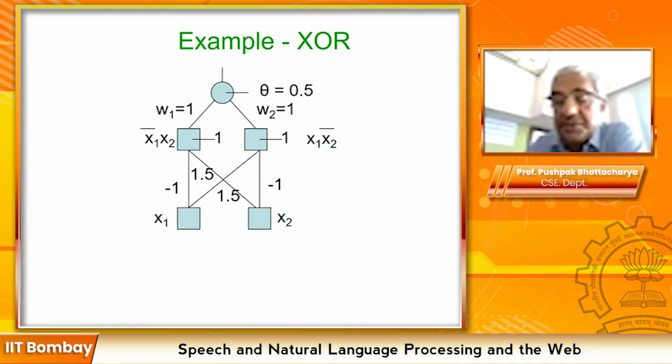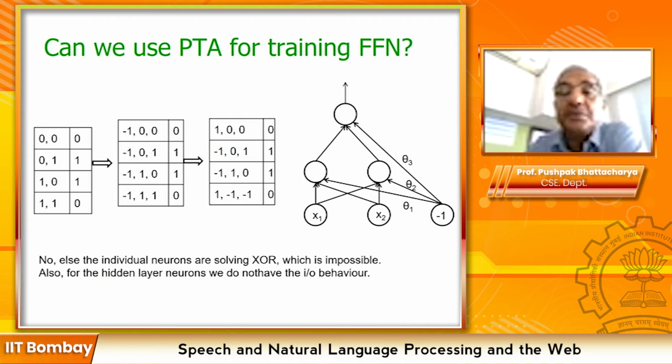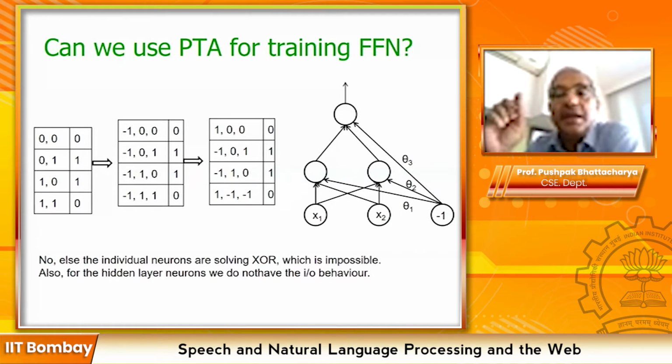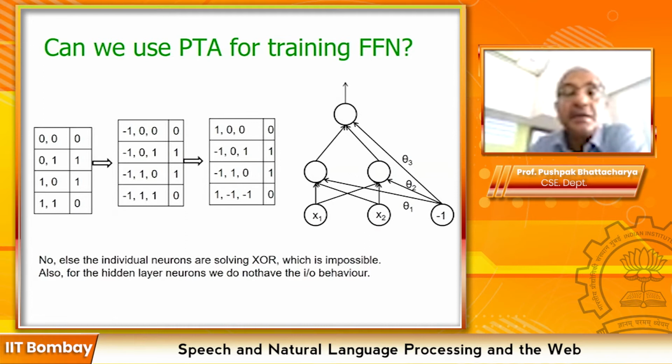Okay. So since you do not have values at the hidden layer neurons, the perceptron training algorithm cannot be used for multi-layer feed-forward network. Multi-layer feed-forward networks are neural networks which have multiple layers. Except for the output layer, the values are not known for the hidden layers.